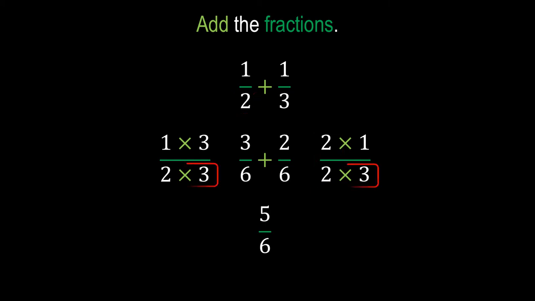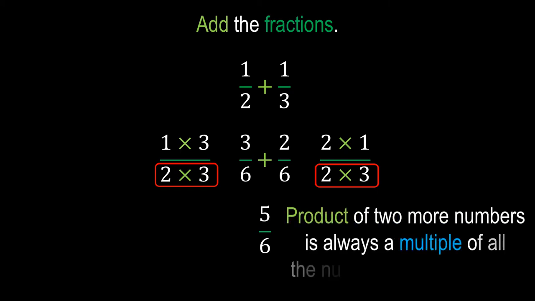Actually, we multiplied both the denominators together, 2 and 3, because we know the product of 2 or more numbers is always a multiple of all the numbers being multiplied. What does it mean? It means that if we multiply 2 and 3, we get 6, and 6 is a multiple of 2 and 3 both. So we are using this concept here. We just multiplied 3 with the numerator and denominator of 1/2, and we multiplied 2 with the numerator and denominator of 1/3. Let's check visually that this is the right solution.